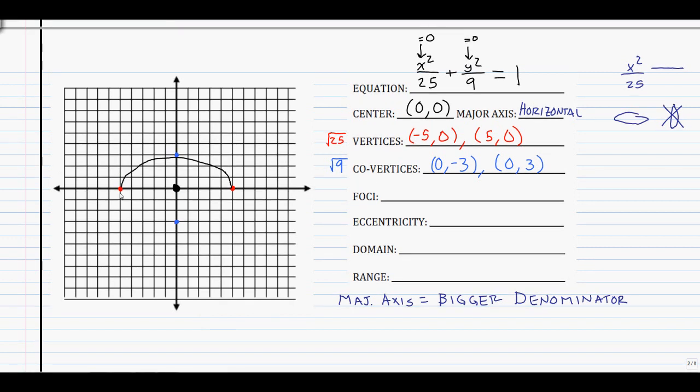Instead, I've got to draw the bottom of the ellipse. All that to eventually have to draw the dang thing. There we go. And so there is my ellipse. I've drawn it. It's an oval. There we go. Definitely not a circle.